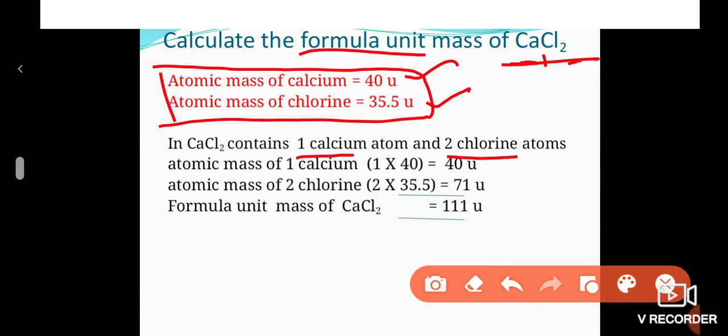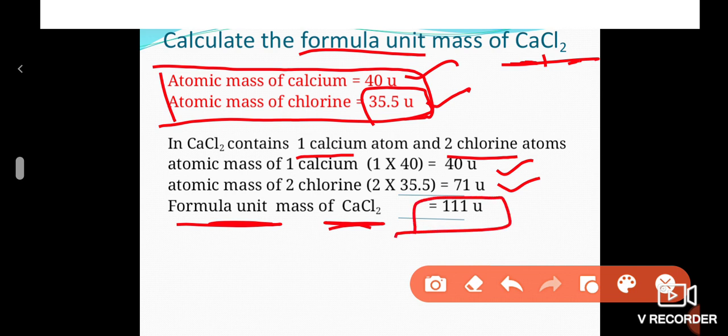First, atomic mass of 1 calcium. 1 into 40 is equal to 40. We have to multiply the mass with the number of atoms. Okay, and atomic mass of 2 chlorine. So 1 chlorine means 35.5 U. For 2 chlorines, we have to multiply the number of atoms with the mass. So 2 into 35.5, now we get 71 U. So what is the formula unit mass of CaCl2? We add the mass of calcium and 2 chlorine. We get 111 U. Have you understood, children?